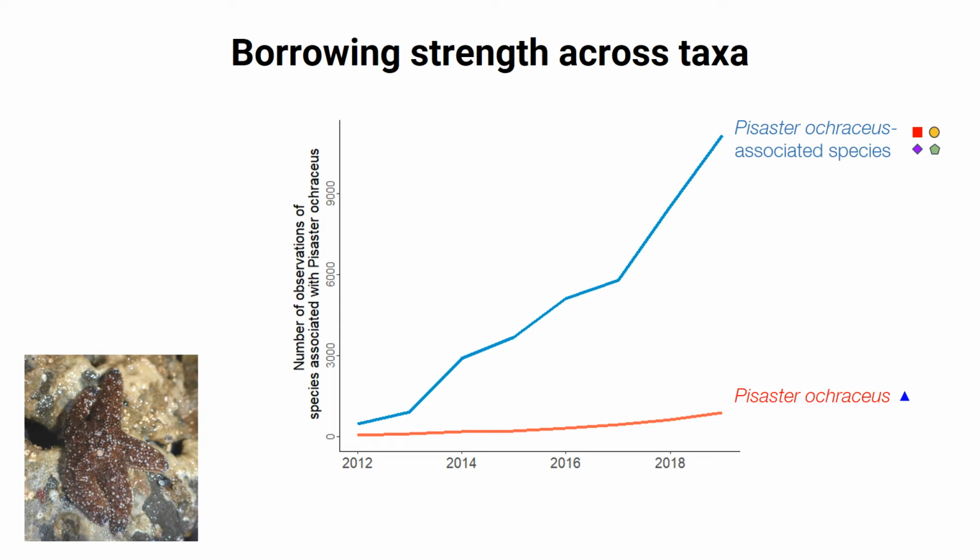However, what we really want to do is to also look at the trend in observations for a set of species related with the ochre sea star. That is, species that tend to be observed in the same places at the same times and by the same observers. This will help us take into account overall observation effort and minimize the noise in the data.